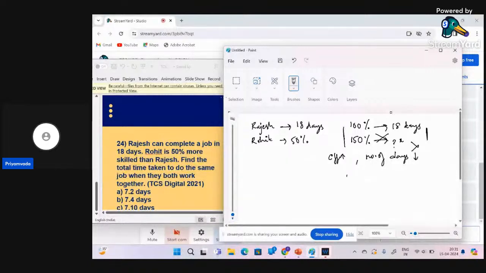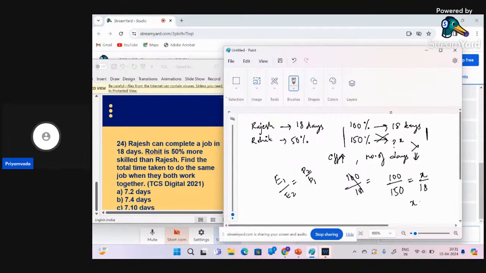As the efficiency increases, the number of days required will be decreased. So now what we have to do is use the vice versa method. Like if efficiency E1 by E2 equals, we should be writing the days D2 by D1 because they are inversely proportional. As this increases, this will be decreasing, right? So we should not write E1 by E2 equals D1 by D2. We have to write E1 by E2 equals D2 by D1. So we'll write 100 by 150 is equal to x by 18.